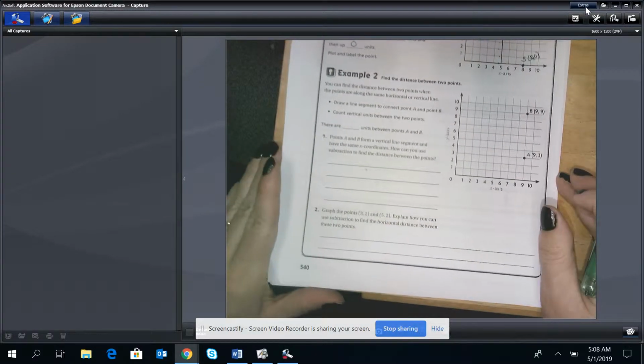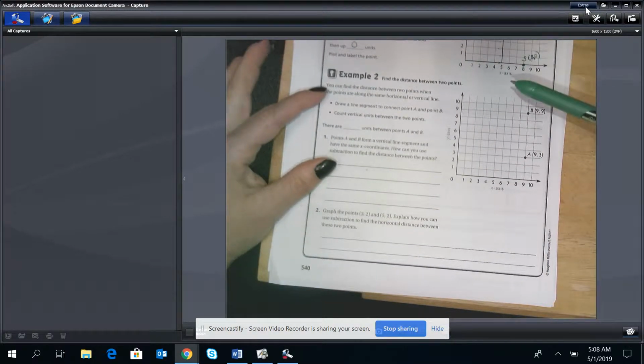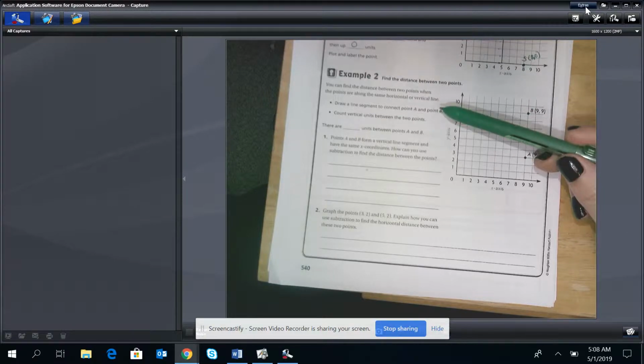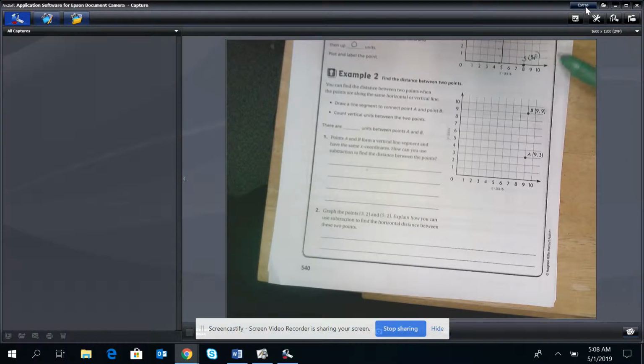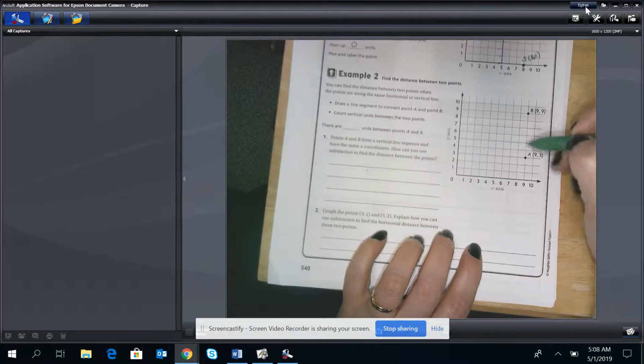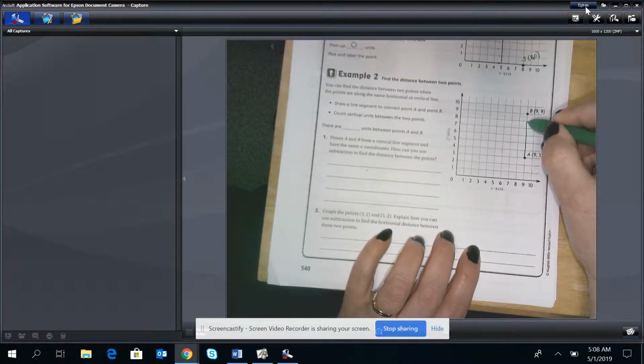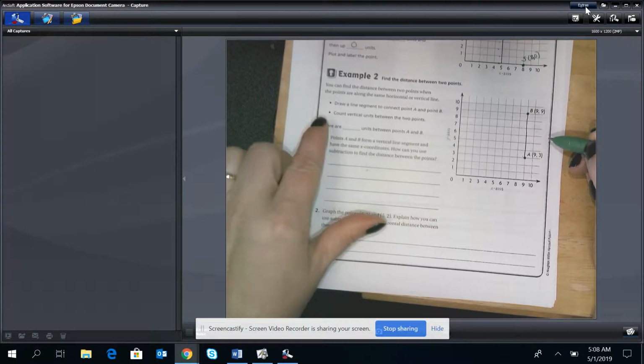Okay, now we want to know, you can find the distance between 2 points when the points are along the same horizontal or vertical line. So we're going to draw a line segment. And remember, a line segment is a straight line between 2 points. So from A to B, I drew a line segment.